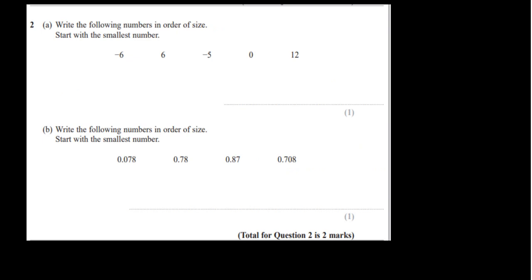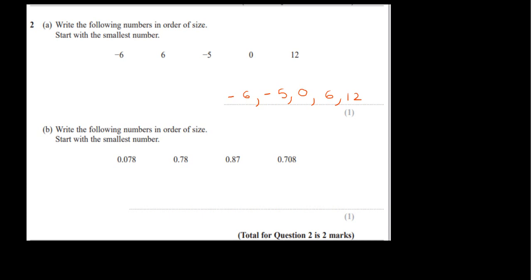Next one, write the following numbers in order of size. Start with the smallest number. So the smallest number here is -6. Write that down, -6, and then -5, 0, 6, and 12.